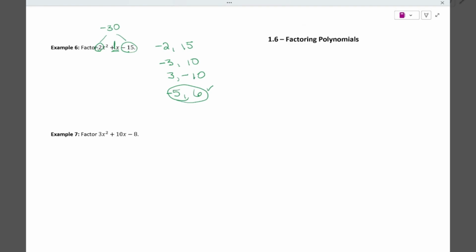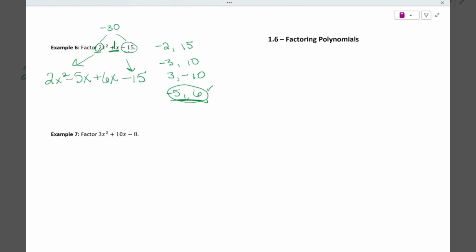So let me go back and rewrite my polynomial. Don't change the first term. 2x squared stays. Don't change the last term, negative 15 or minus 15. But this middle term, I'm going to get a 1x by using the negative 5 and 6. So negative 5x plus 6x.